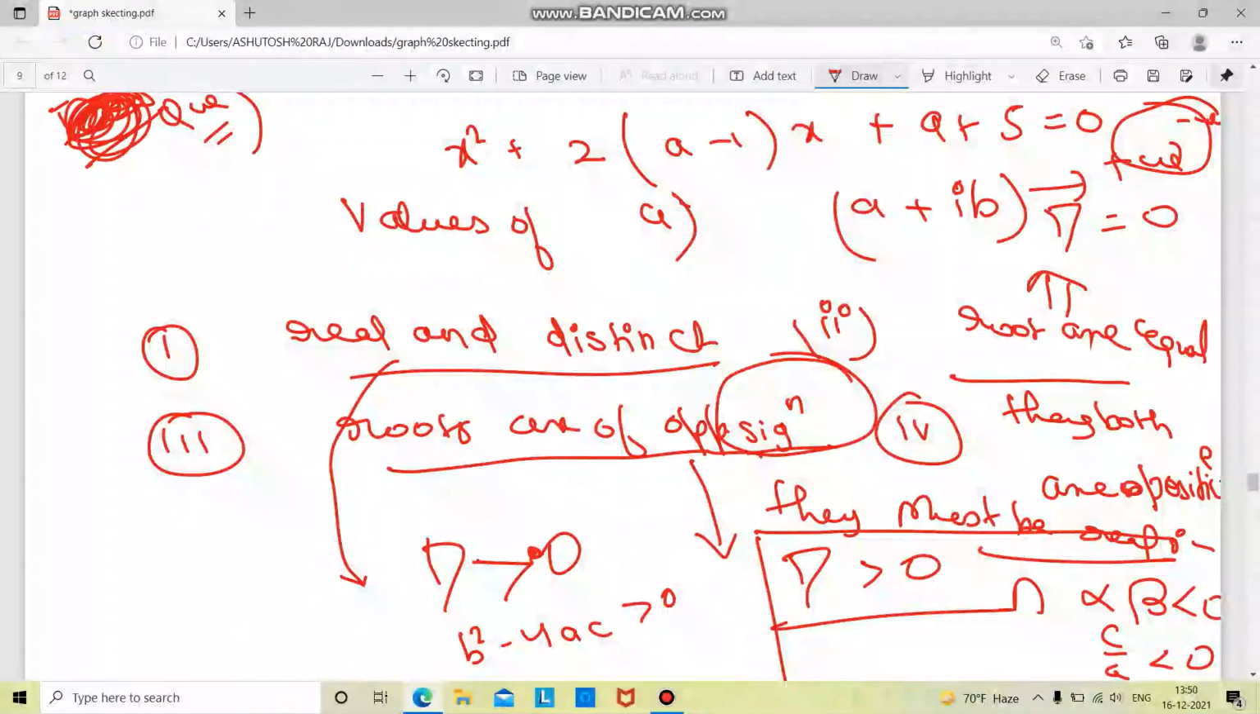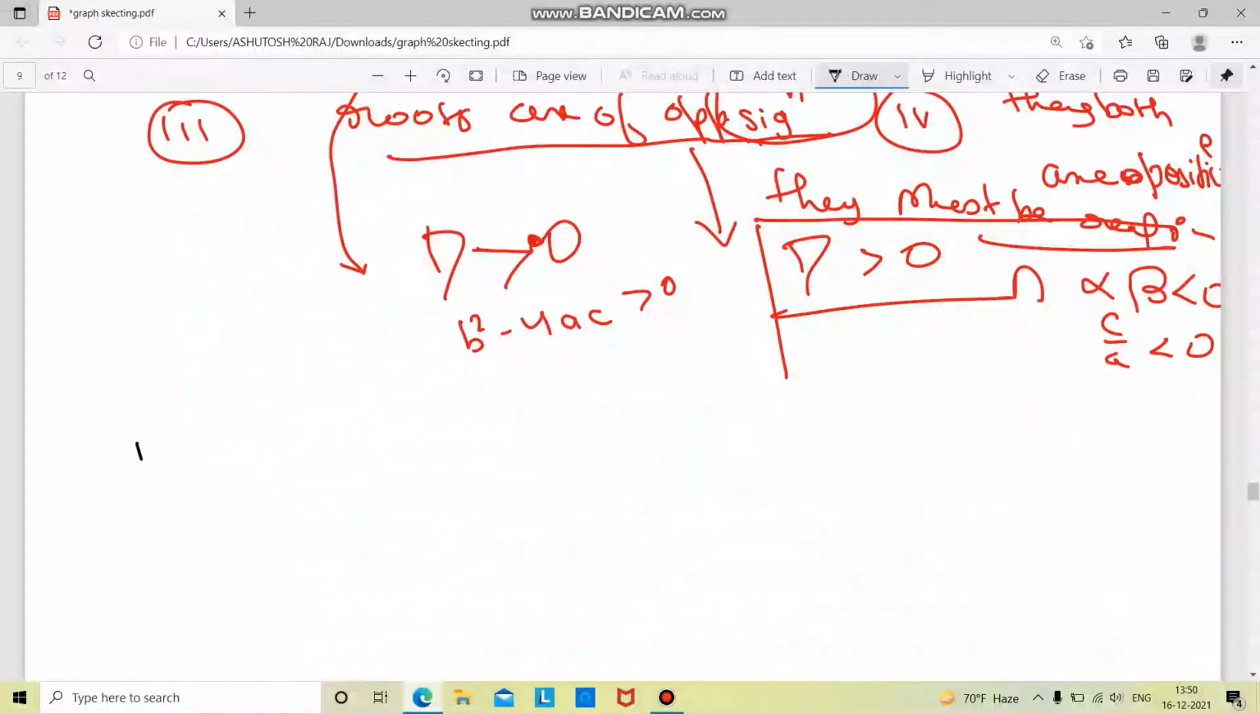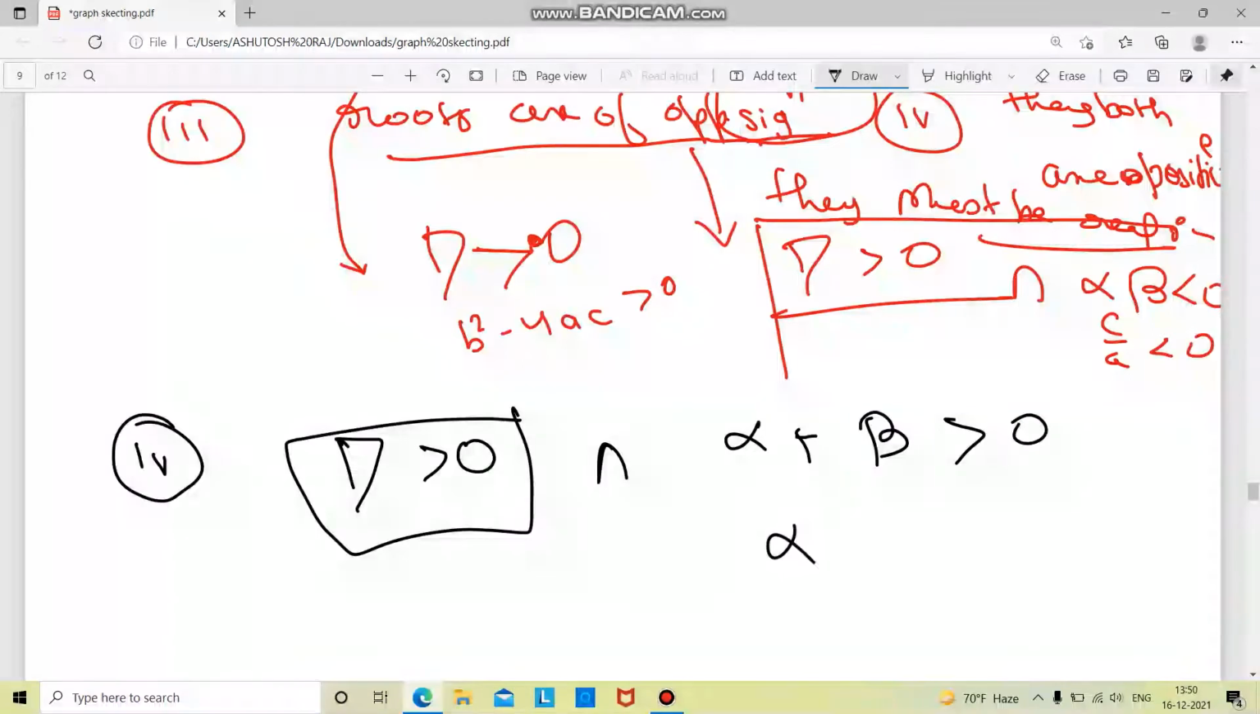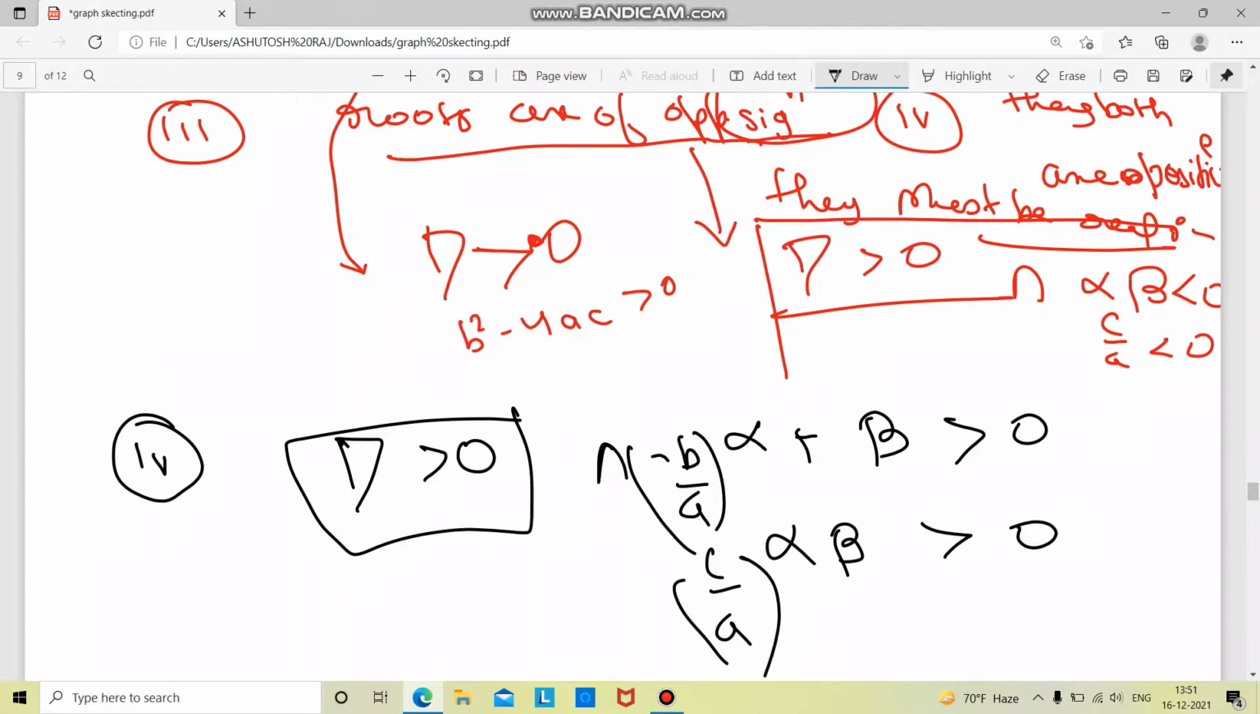Then we move to the next question, which is that they both are positive. The same logic applies. If they are positive, then they can't be complex; they have to be real. Then we use D greater than 0 and take the intersection. If they are positive, then the sum of roots will also be positive and the product will also be positive. Minus b by a is positive and c by a is also positive. You can get the intersection of these three cases. Now we go to the next question.